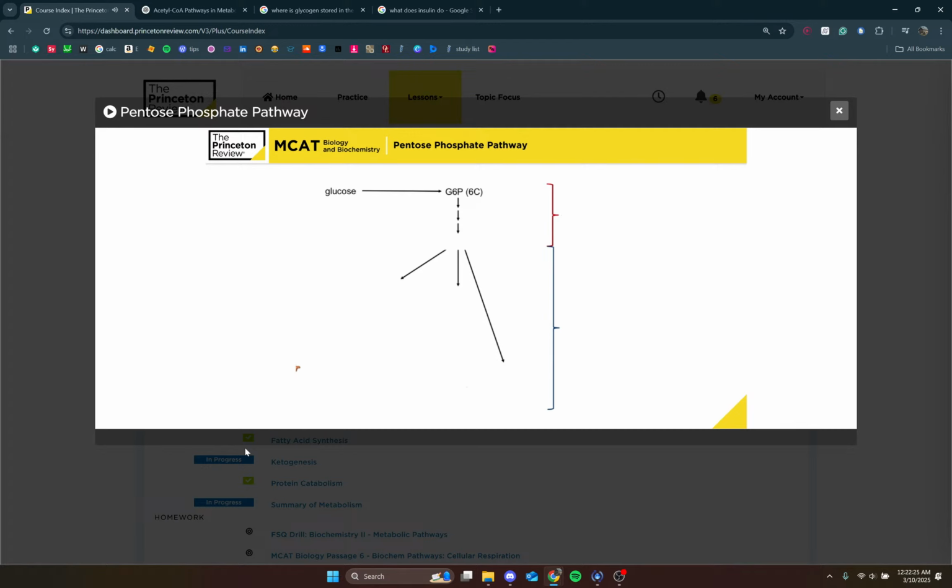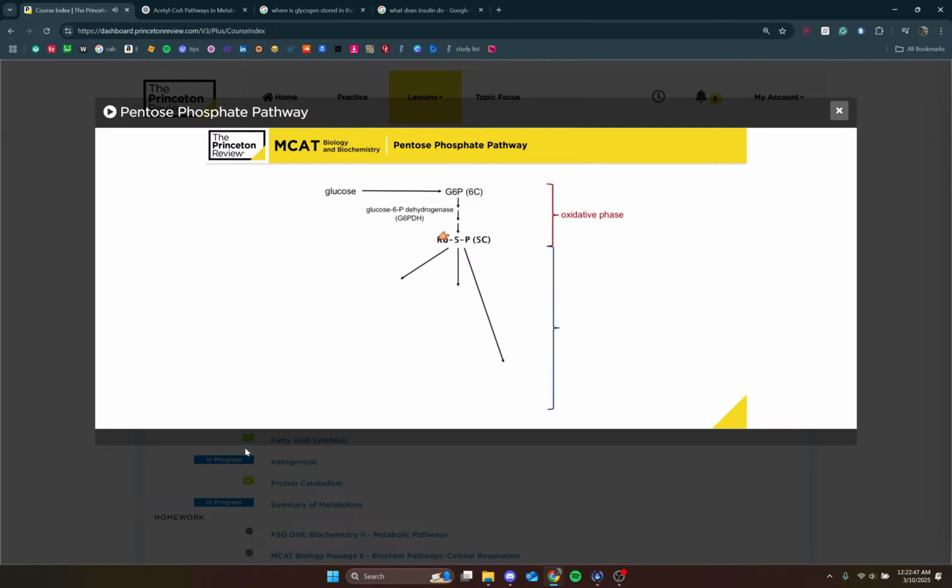There are 2 phases to the pentose phosphate pathway. The first phase is called the oxidative phase, because we're going to be doing some oxidizing of glucose 6-phosphate. So glucose 6-phosphate is oxidized to ribulose 5-phosphate. This would be an oxidative decarboxylation. The enzyme that runs this phase is called glucose 6-phosphate dehydrogenase, or just G6PDH.